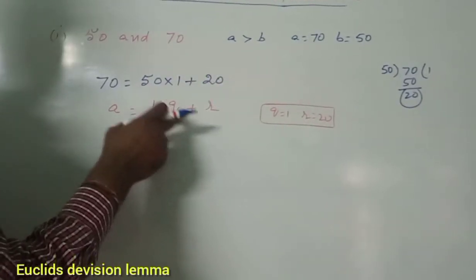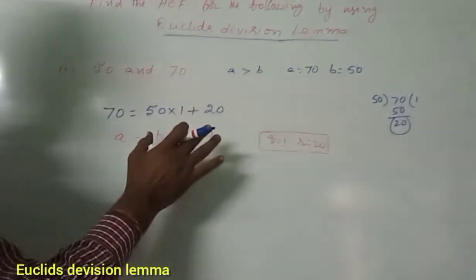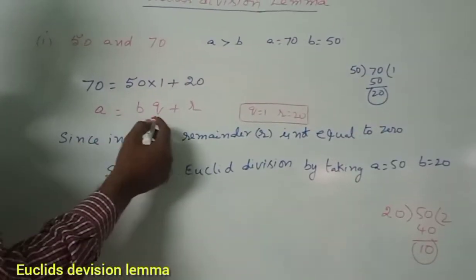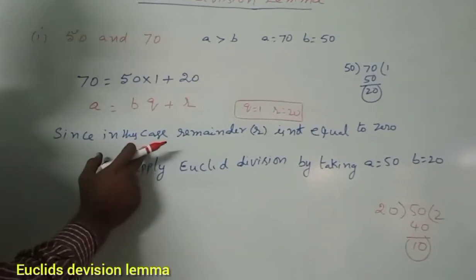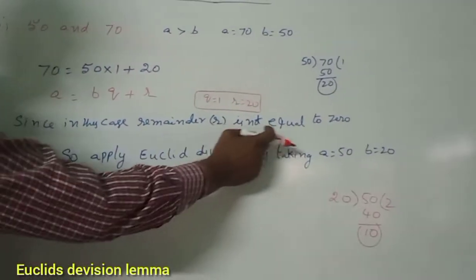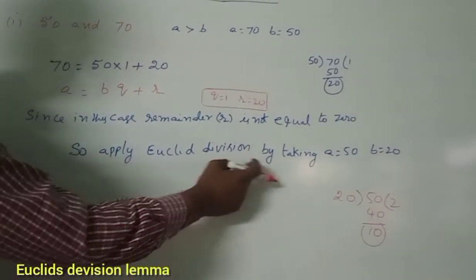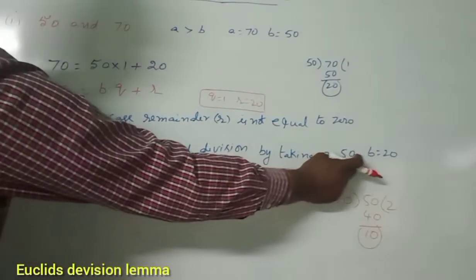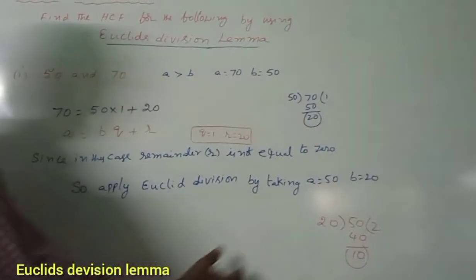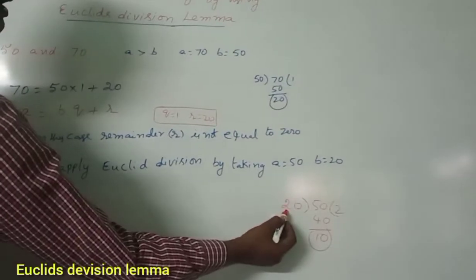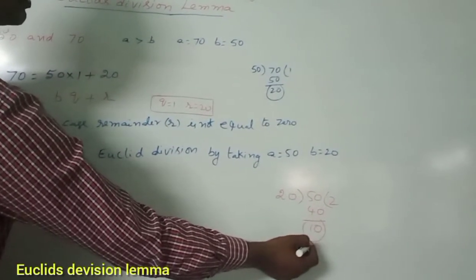Once again, apply the Euclid division lemma to 50 and 20. Here A is equal to BQ plus R, with R value 20. In this case, remainder R is not equal to 0. So apply Euclid division lemma by taking A equal to 50 and B equal to 20. Already you know general division: 20, how many times in 50? 2 times. 2 twos are 40, remainder value 10.